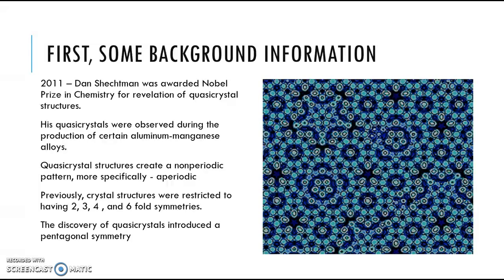So previously, crystal structures were restricted to and only known to have 2, 3, 4, and 6-fold symmetries. However, with the discovery of the quasi-crystals, there was the introduction of pentagonal symmetry within these quasi-crystal structures, which is really actually very, very neat and quite miraculous in and of itself.